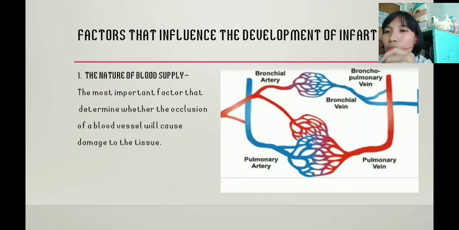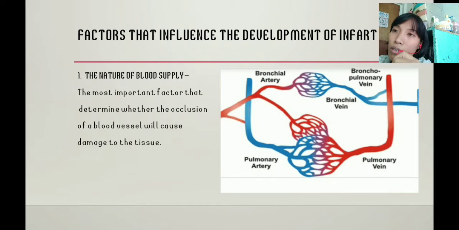Next, we have factors that influence the development of infarct. We have number one, the nature of blood supply. Okay, the most important factor to determine whether an occlusion of a blood vessel will cause damage is whether an organ is supplied by a double or single artery. Say for example in the lungs, where double blood supply from the pulmonary vein and bronchial artery is present.